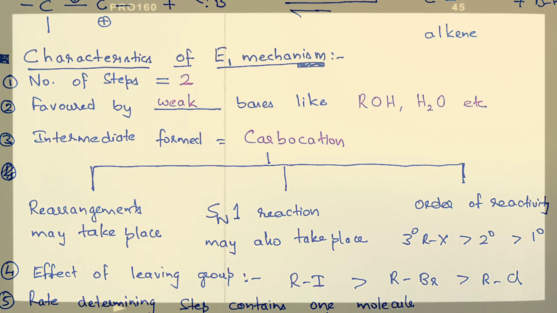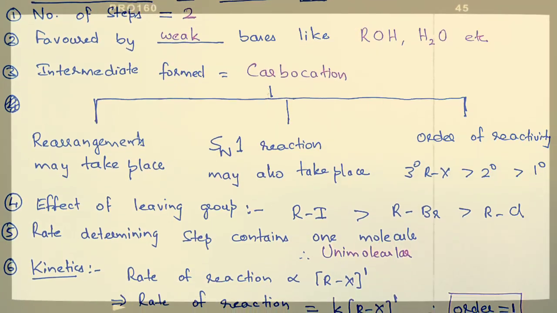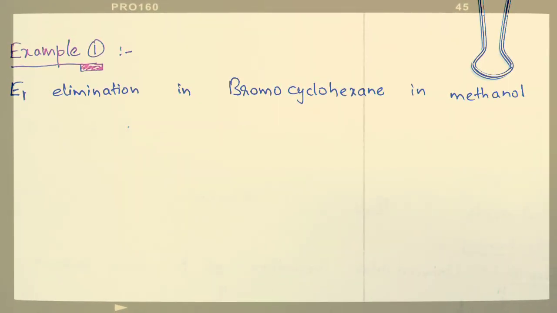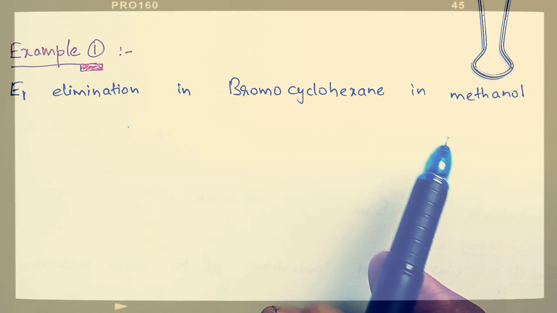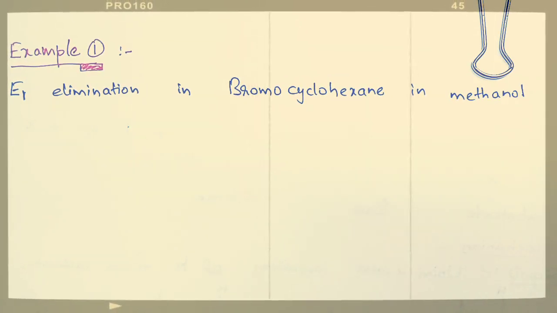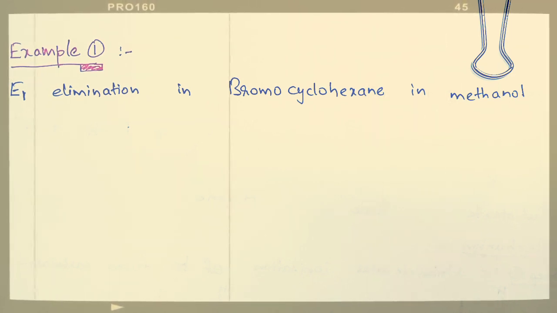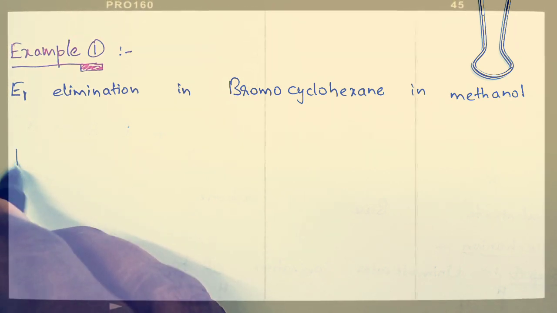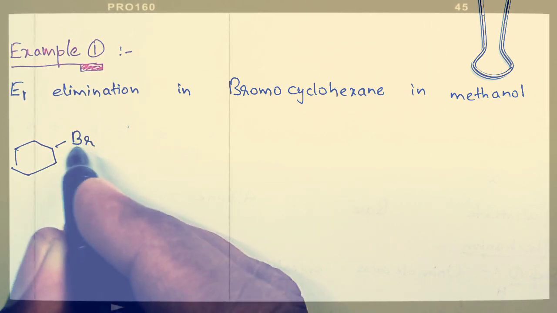Order of reactivity, tertiary alkyl halide is more reactive than secondary, which is more reactive than primary. Effect of leaving group, iodide is a good leaving group. First example, E1 elimination in bromocyclohexane in methanol. Bromocyclohexane is made to react with methanol. The bromocyclohexane is like this.